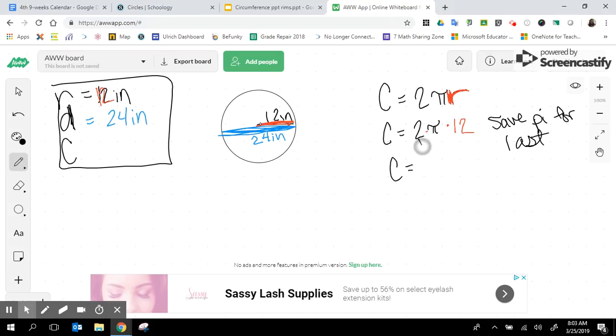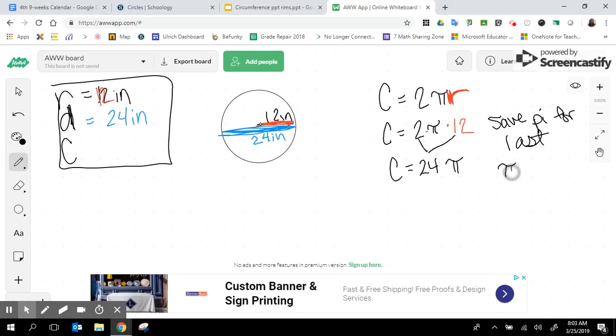All right, so next we do 2 times 12, which gives us 24. Put your little pi. Now remember, pi stands for 3.14. You saw me on Friday do the shortcut and just multiply by 3. I'm going to do that again because I'm going to do my little thought bubble. I'm thinking in my head that circumference is 24 times 3. Because most of the time your answer choices are far enough apart that this works and gets you a good enough answer for you to guess which one it is. So let's do that real quick.